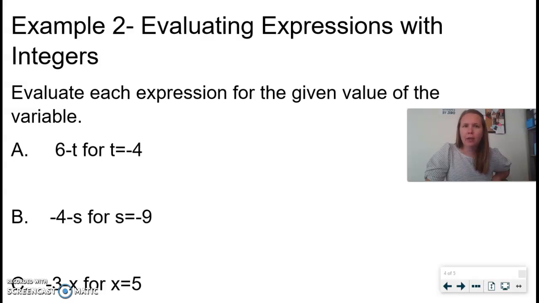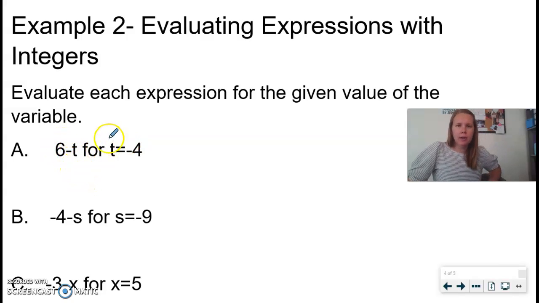So again, they want us to evaluate each expression. So evaluate means to solve each expression. This is a mathematical expression for the given values of the variable. So for the variable, remember your variable is always going to be your letter. So part A here, we have t equals negative 4, and we need to do 6 minus t.